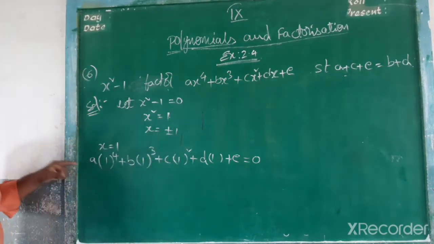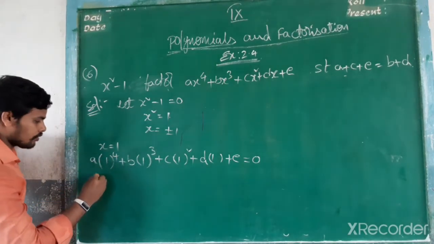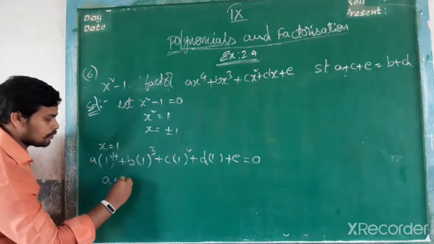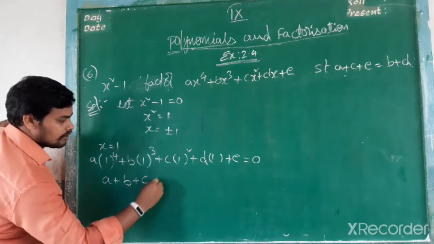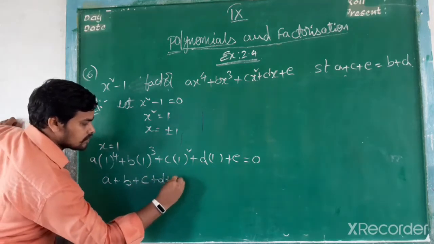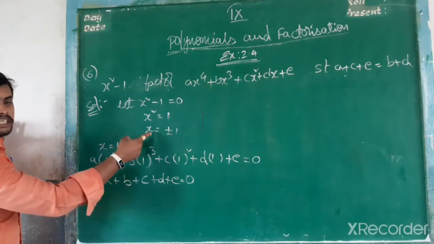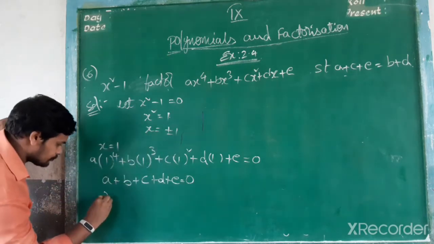Substituting, the value of x is 1. 1 power 4, here 4 is an even number, so the value is 1. So a into 1, a. 1 cube value 1, 1 into b, b. 1 square value 1, 1 into c, c. Plus d plus e, and here the result is 0. Now substituting x equal to plus 1 is over. Now move on to the x value minus 1.